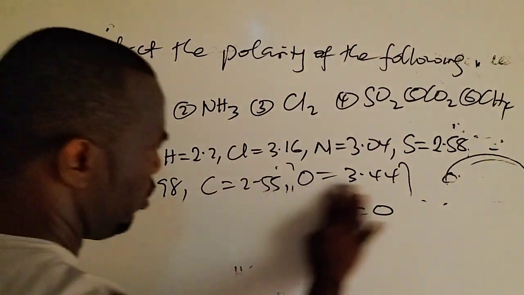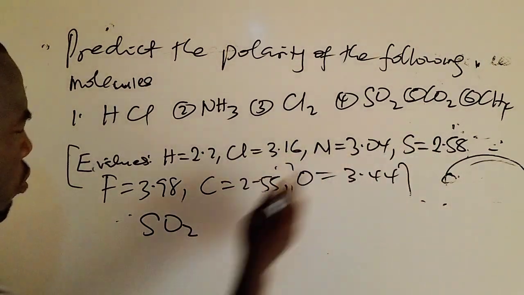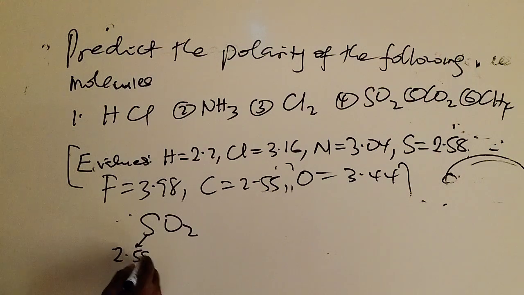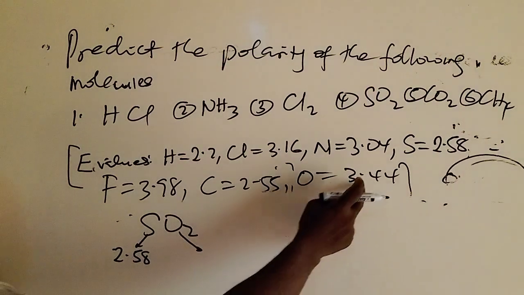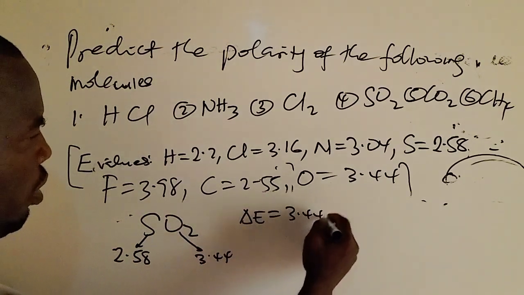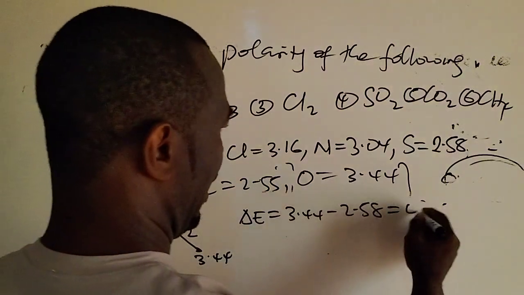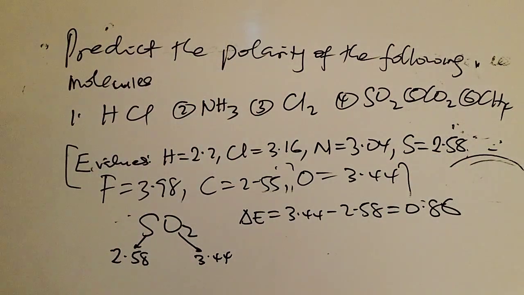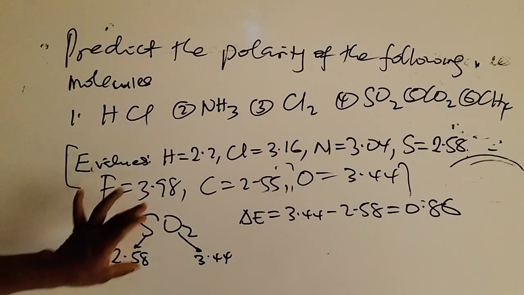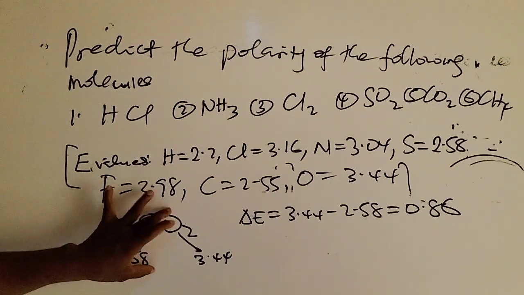Going to number 4, which is SO2. In SO2 we have sulfur, which is 2.58 electronegative value, and oxygen atom, picking one of them, 3.44. The difference in the value will be 3.44 minus 2.58. We'll subtract and look at the value and see, look at the shape of the molecule. So the difference will give us 0.86, something large, more than 0.4. And you look at the shape of SO2, there are some lone pairs on the sulfur atom. The lone pairs will create a partial negative area around the sulfur atom, making this molecule also polar.